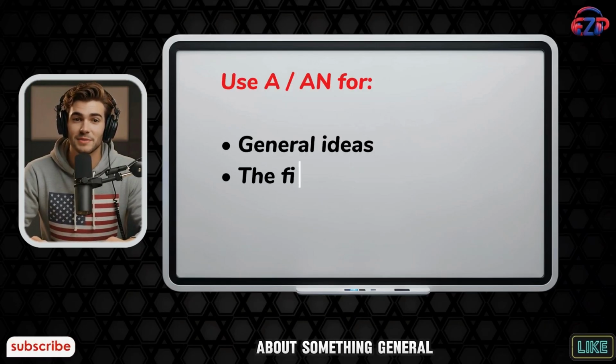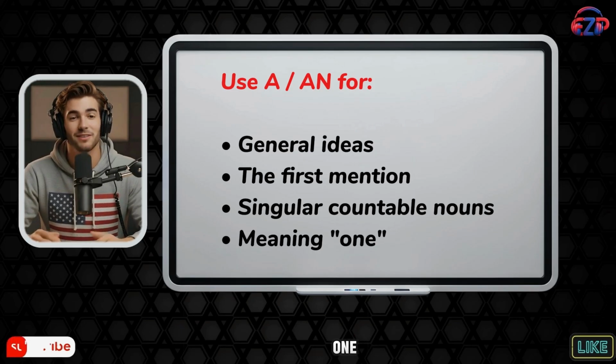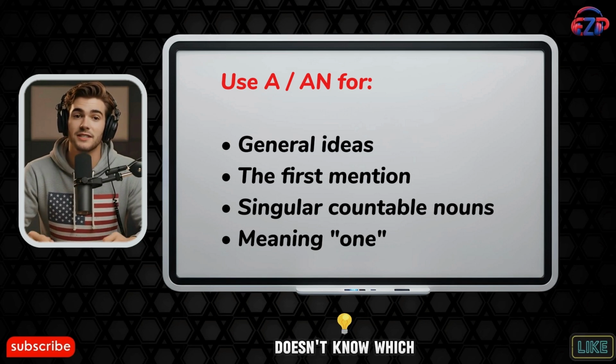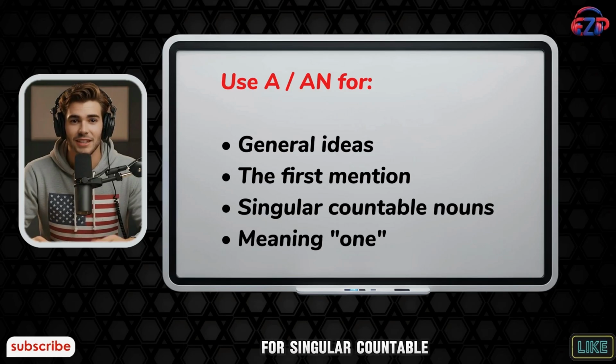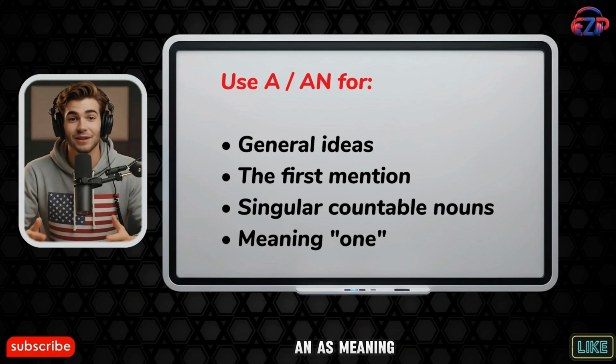When we talk about something general, we mean anyone, not a particular one. It's the first time we are mentioning something, and the listener doesn't know which one we mean. In this situation, for singular countable nouns, we use a or an. Think of a and an as meaning one.